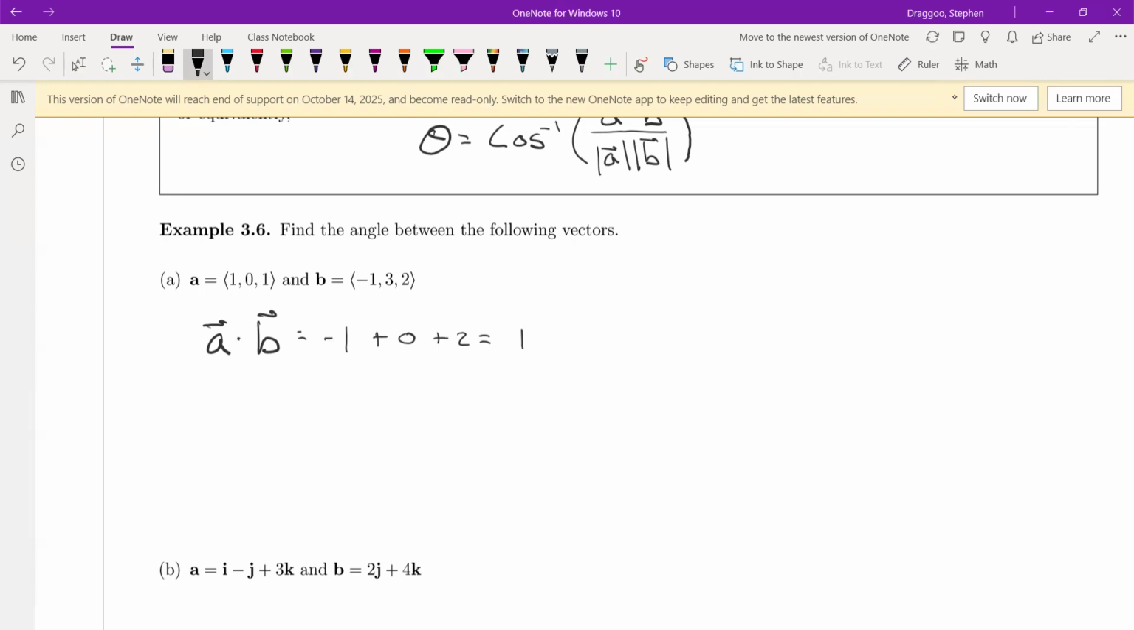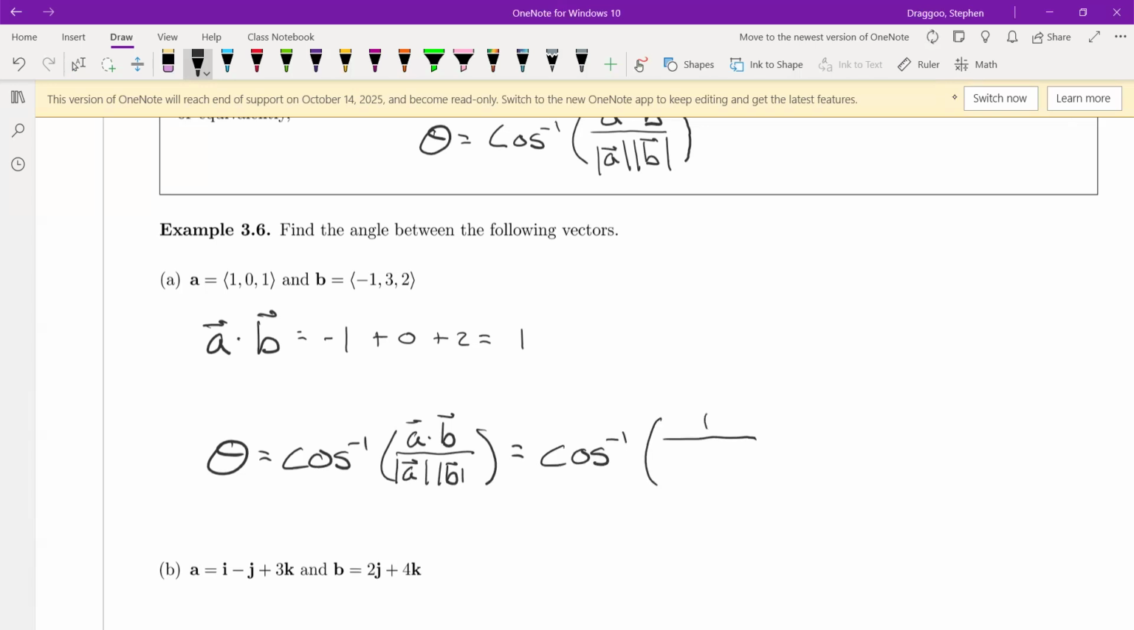So to get that angle, that angle should again be the arc cosine of A dot B, making sure to put my hats on both of those, divided by the magnitude of A times the magnitude of B, which looks like the cosine inverse of 1 divided by the square root of 2 for A, and the square root of 14 for B. If anybody has a calculator and wants to tell me what that angle is, I would be much obliged.